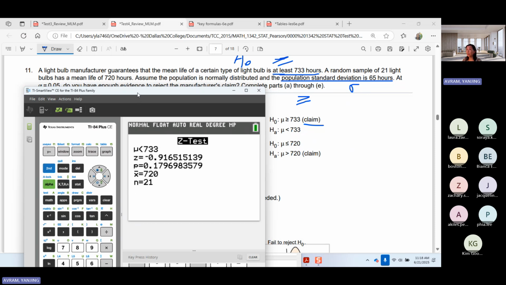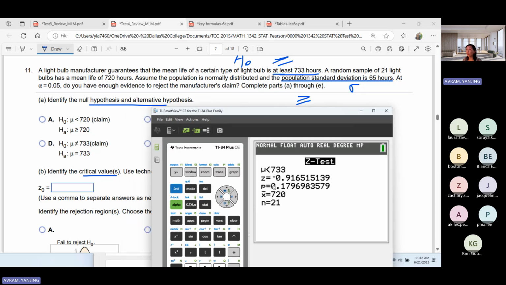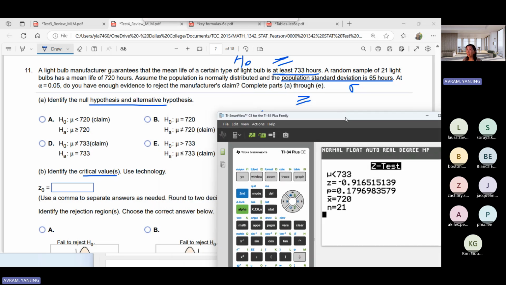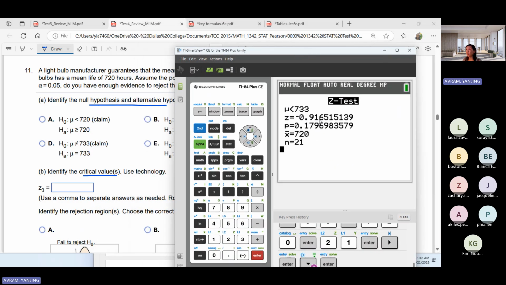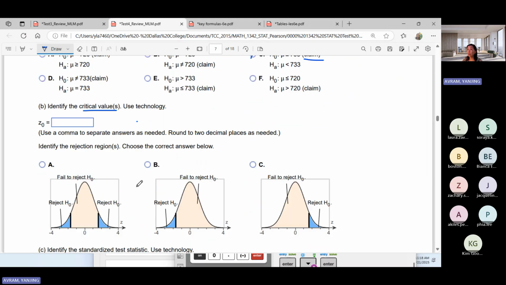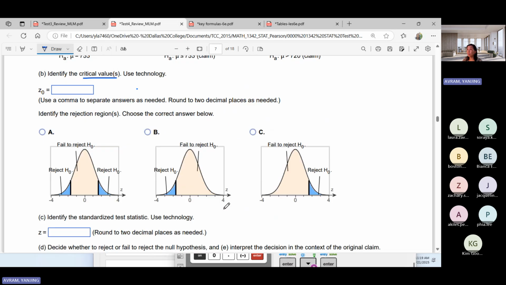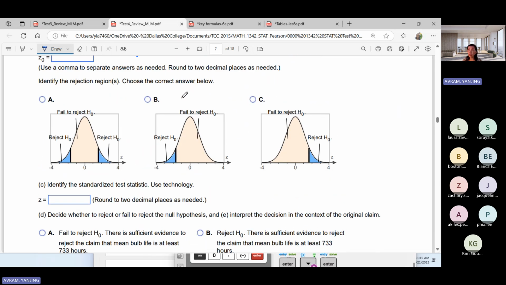Now we have a Z score right here. And then this Z score is rounded to how many decimal points? Round to 2 decimal points. So the Z score here will be negative 0.92. Okay, negative 0.92 in here, and this is a left tail test. All right, so choose the correct one. It's a left tail test, so this should be the correct one, right? This is area to the left. So left tail test in here.